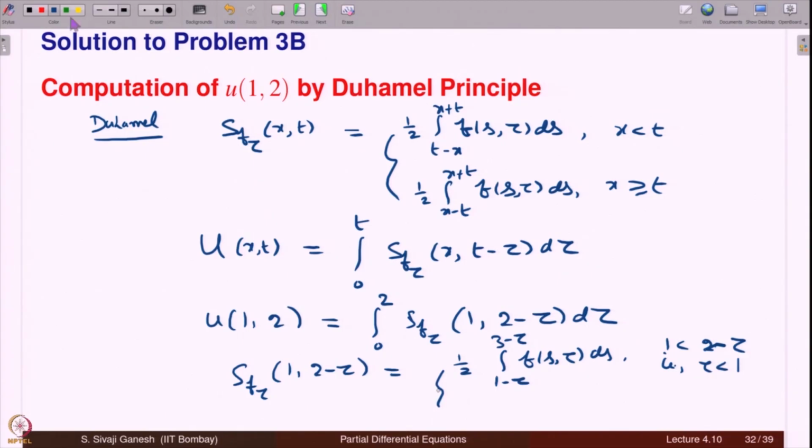And the other one is half integral tau minus 1 to 3 minus tau of f of s tau ds. This is for 1 greater than or equal to 2 minus tau, which is tau greater than or equal to 1.